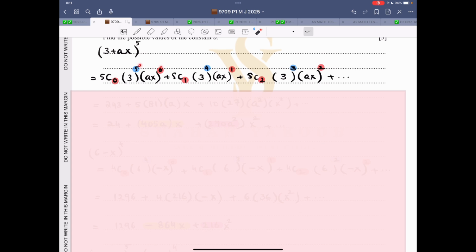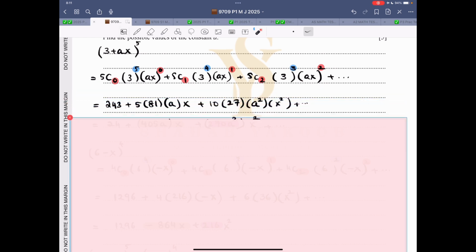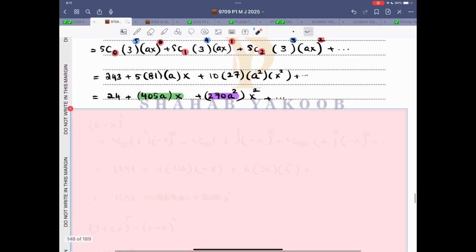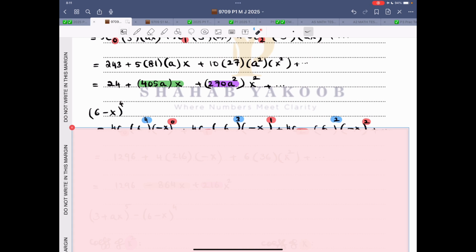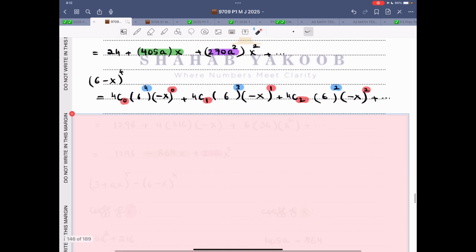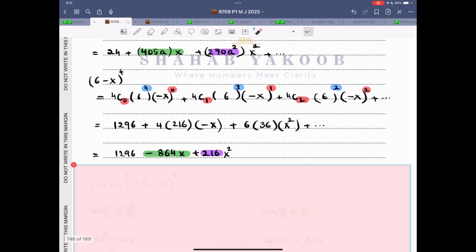This is 0, this is 5, this is 1, this is 4, this is 2, this is 3. Use a calculator, use common sense, simplify, and this is what you're getting. So that is this thing, this thing, this thing. Remember the green expression and the purple over here. So now the second one, that is again obtained in the same manner, nothing special. That is 4c0, 4c1, 4c2. You get the first 3 terms. Remember the coefficient of x, the coefficient of x squared.